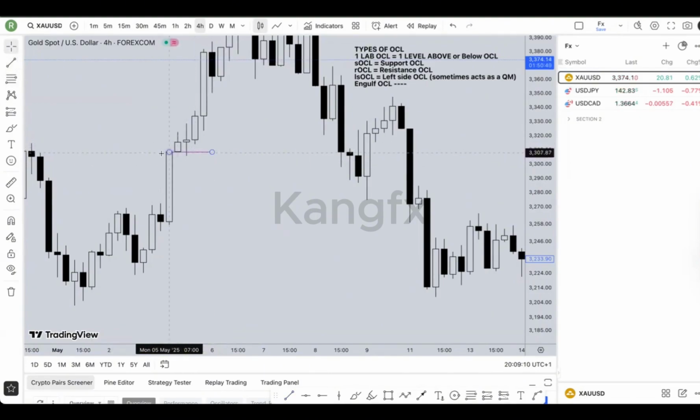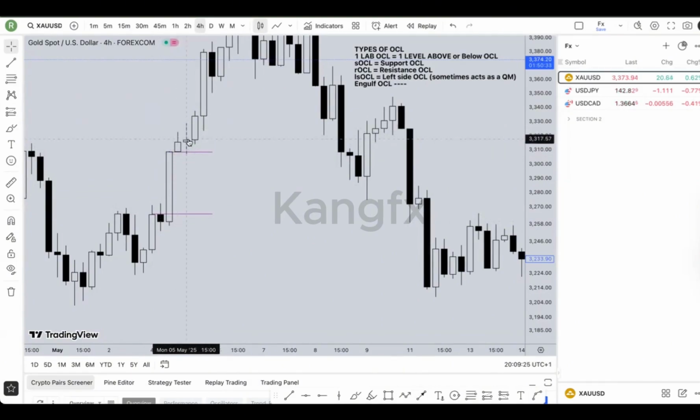If I want to check one level above, below this OCL, if I come down, one level above is what? Is this RBS? Is not. You see that? Is this RBS? So this one qualified to be one lap OCL. That's why the market used it.